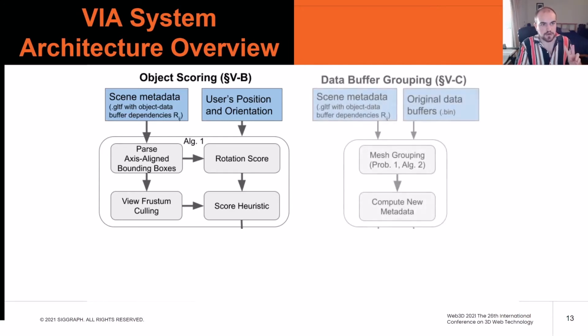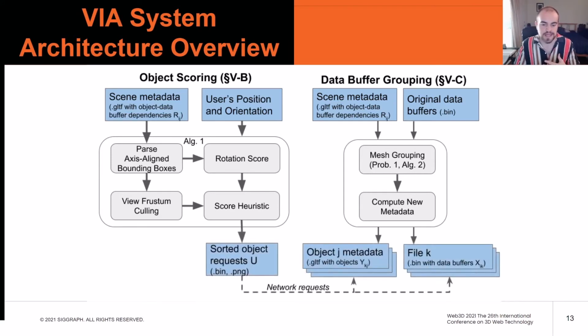The second component of VIA is the data buffer grouping, or binary partitioning, where we take in the same metadata file, but also the binary file containing all the data buffers, and begin grouping them based on what meshes correspond to what parts of the binary, and then split them and come up with new metadata files and new binary files. All these are output in order of the object scoring. So the typical output looks like a large amount of GLTF and binary files that are sorted in the order that they would be downloaded off the server when the client connects.